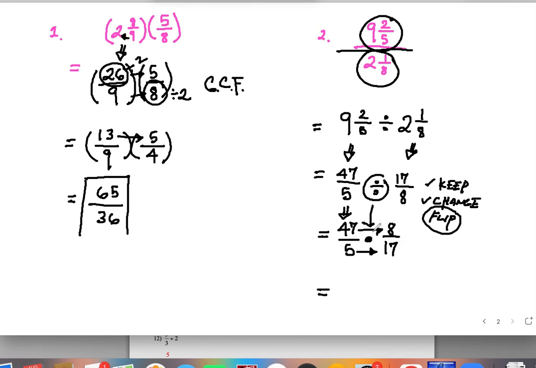Just go across. So you do the 47 times 8. That's 8, 16, 24, 32, plus 4 is 376. And then 5 times 17 is 50 plus 35 is 85. And then this is your final answer. You could leave it like this.